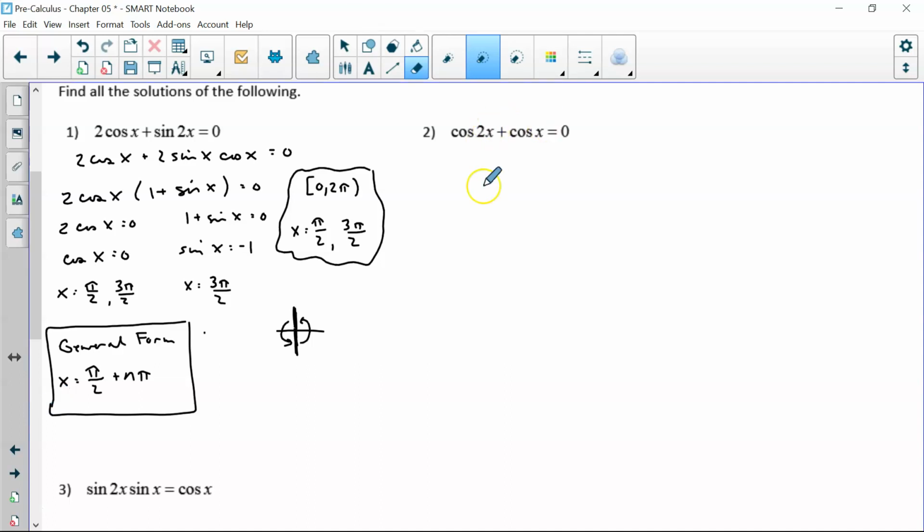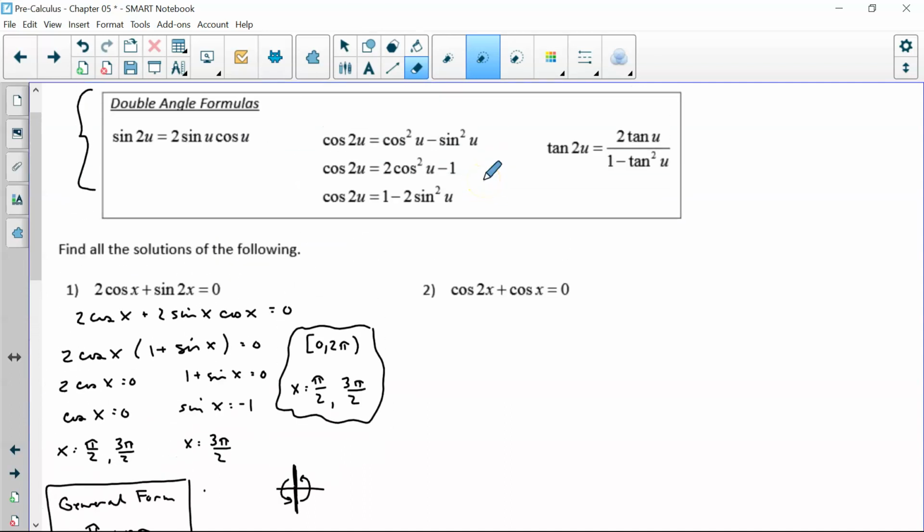Next one, cosine of 2x plus cosine of x. Now we have some freedom with the cosine of 2x. You want to think about which one would be best to use. They're all just rewrites of each other using the Pythagorean identities.